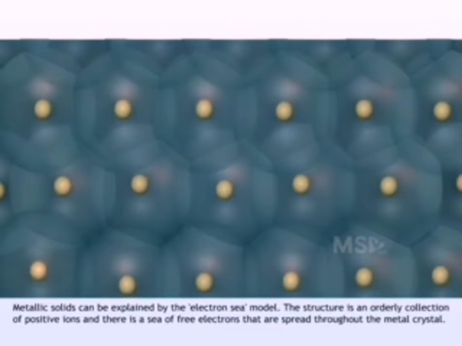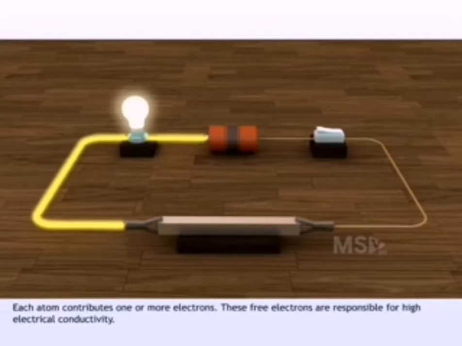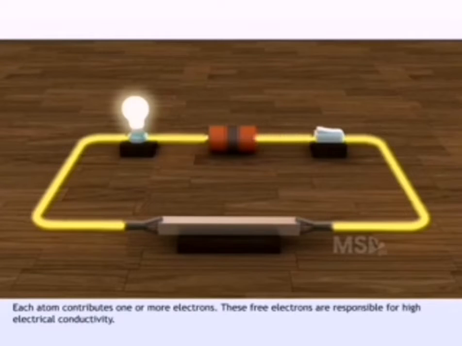Metallic solids. Metallic solids can be explained by the electron sea model. The structure is an orderly collection of positive ions, and there is a sea of free electrons that are spread throughout the metal crystal. Each atom contributes one or more electrons. These free electrons are responsible for high electrical conductivity.